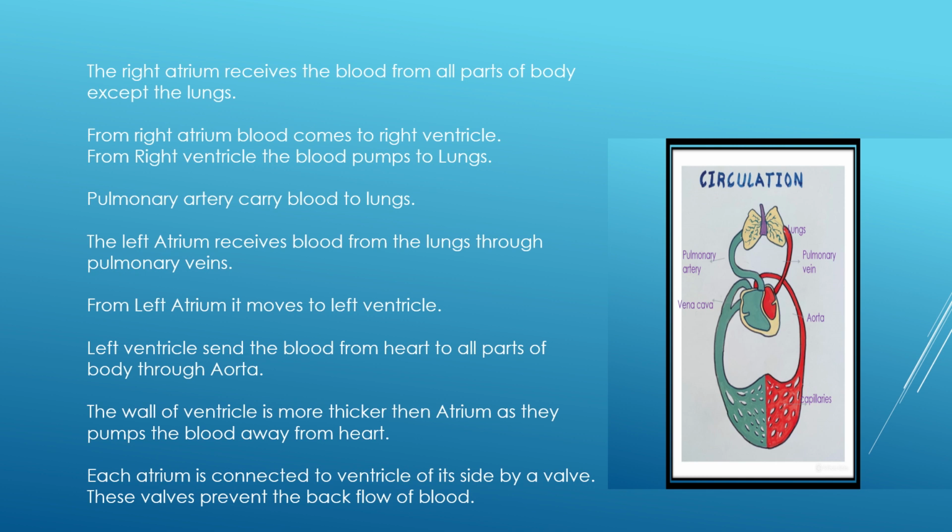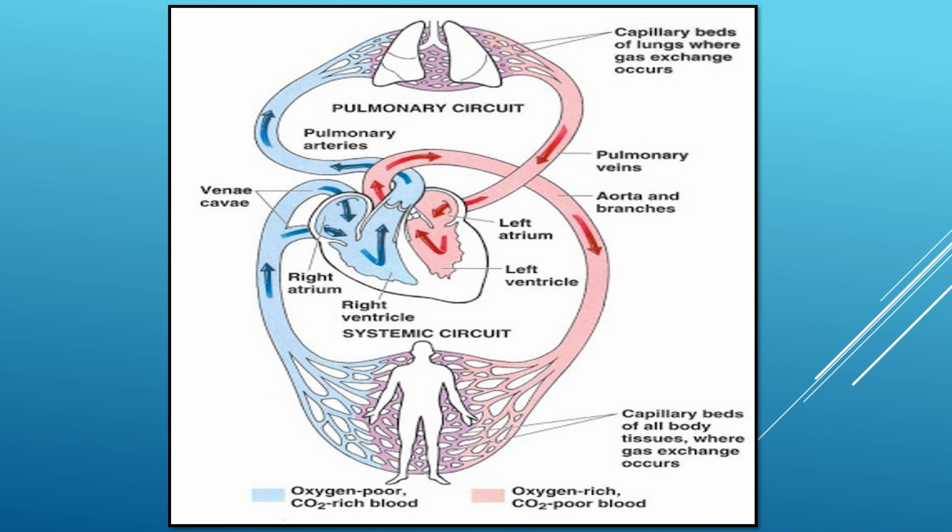From the lungs, the blood is brought back to the heart by the pulmonary vein. The pulmonary vein is the only vein which carries oxygenated blood. So the pulmonary vein brings the blood to the left atrium. From the left atrium it moves to the left ventricle. The left ventricle sends the blood from the heart to all parts of the body through the aorta. The aorta is the main artery.